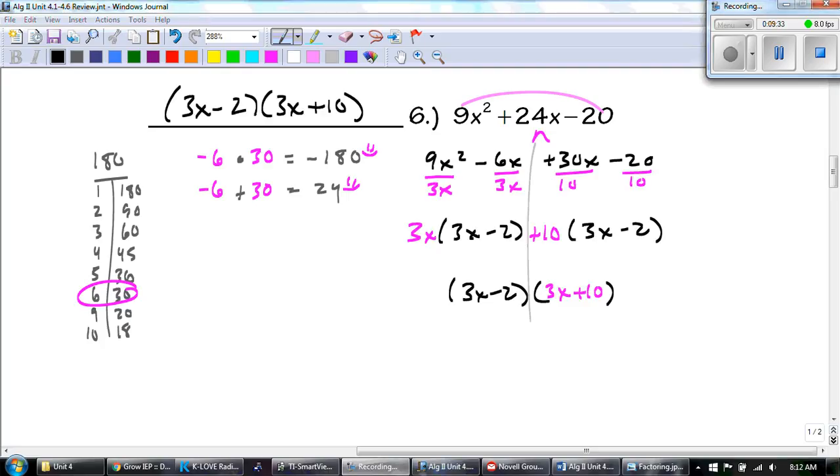Okay, so the GCF out of the first group was a 3x, and on the back it was a positive 10, and then we get 3x minus 2, 3x plus 10.